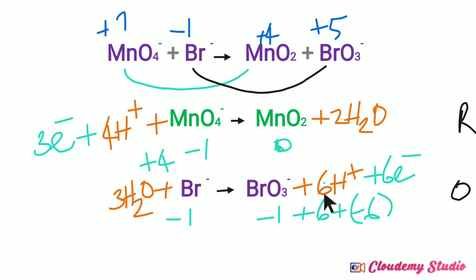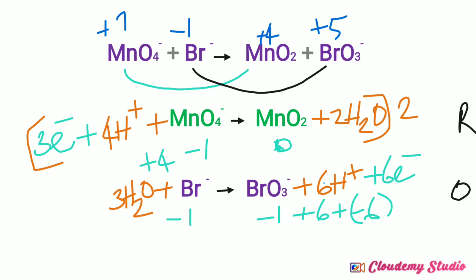Now the oxidation half reaction also is balanced. So both the half reactions are balanced. But here the number of electrons lost is 6 electrons, and here the number of electrons gained is 3 electrons. As per the rule, the number of electrons must be equal in both the equations. So what we can do, the first equation, that is the reduction half reaction, we need to multiply by 2 as a whole.